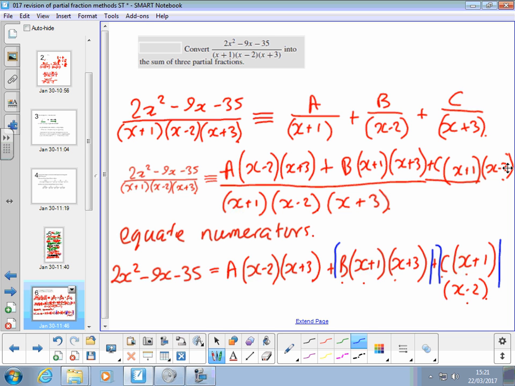Now, what can we do to make those two terms disappear, knowing that x plus 1 is in both of them? If you make x minus 1, that term will be nothing, and that term will be nothing. If that term's nothing, then b times nothing times that is nothing, and c times nothing times that is nothing. So by making x minus 1, because that bracketed term is in both of them, we eliminate both of those parts.